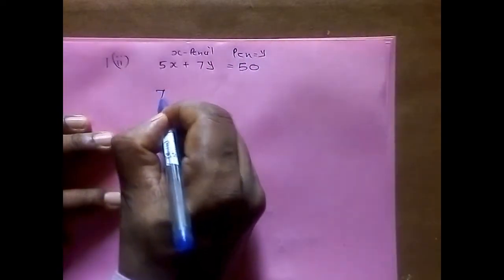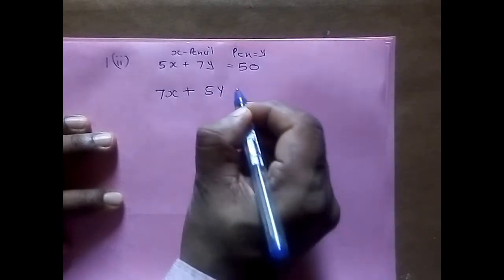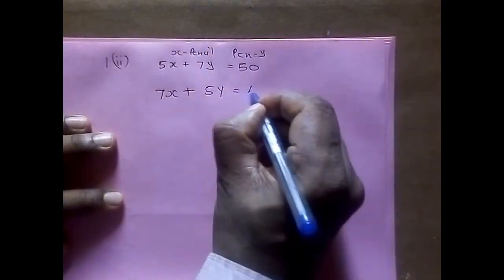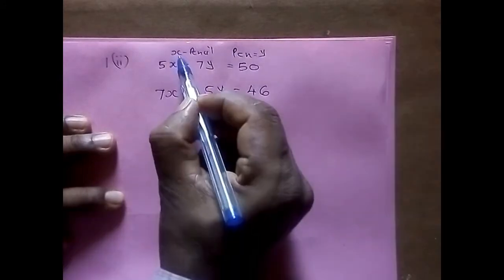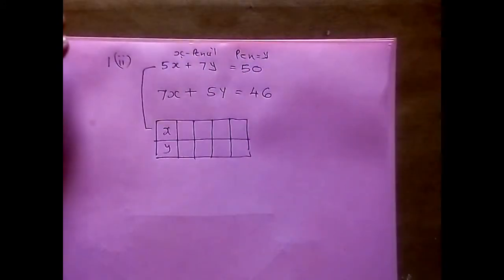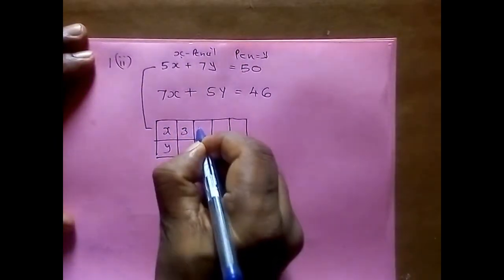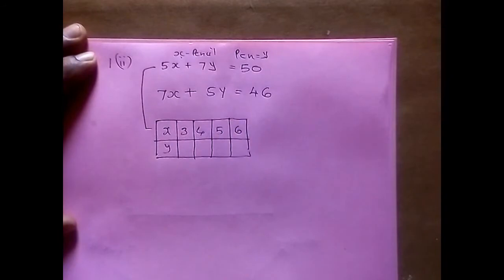7 pencils, 7x, plus 5 pens costing 46. Find the cost of one pencil and that of one pen. That means we have to find the values of x and y. We will put the values 3, 4, 5 and 6 for x and we will find the corresponding values of y.